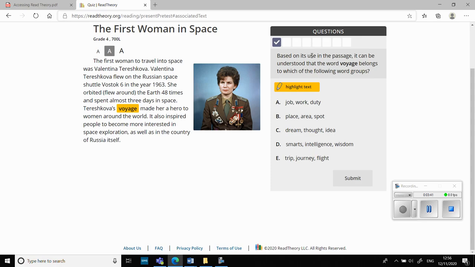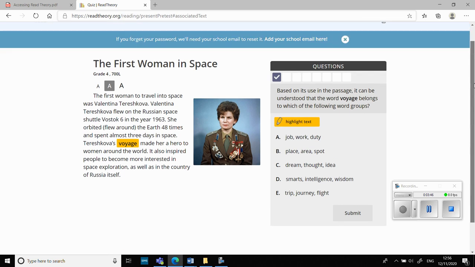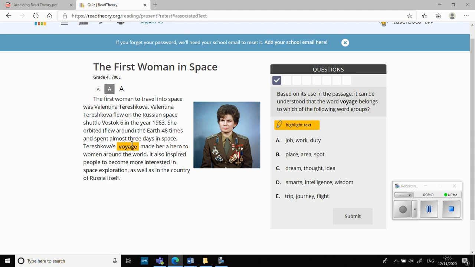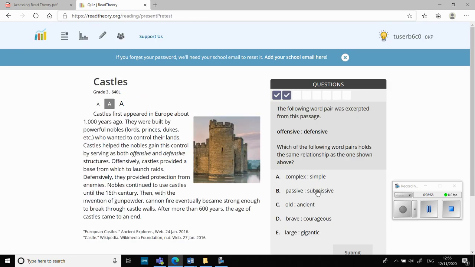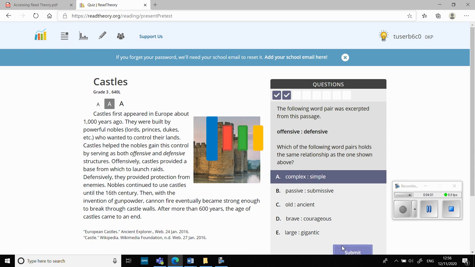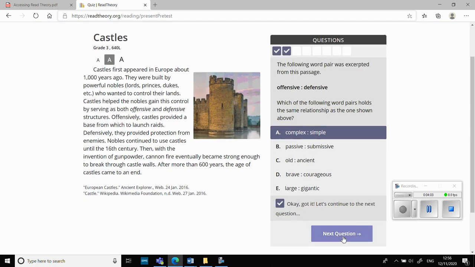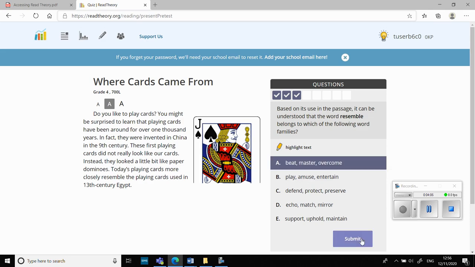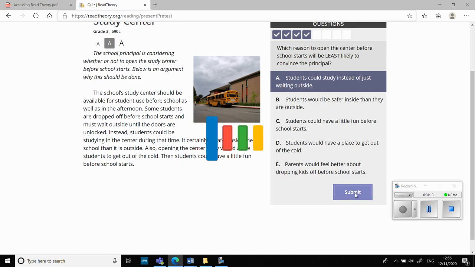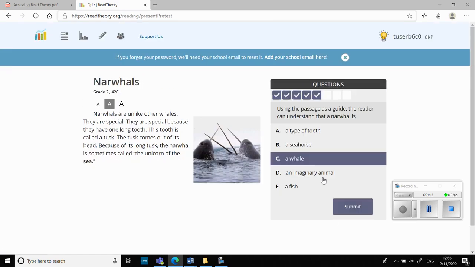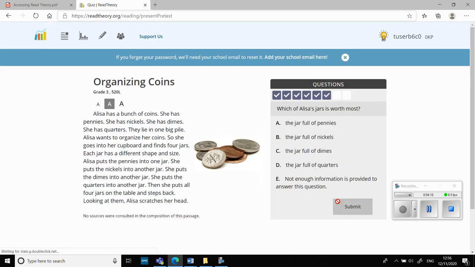So it says based on its use in this passage, it can be understood the word voyage belongs to which group of words, and it actually shows you where voyage is in the text. Obviously, you'd read that through and choose which one you think the answer is. Now, I'm just going to click through these to get past this part. Obviously, you would do it slowly to get through, so you can assess your ability, but just so I can get past this part, I'll click some different answers. So I'll be getting lots of these wrong because I'm just guessing. It won't help me. So I'll get a low score. Don't do this yourself, okay? This won't help. You need to do it properly.